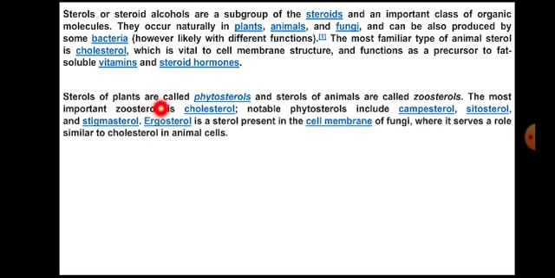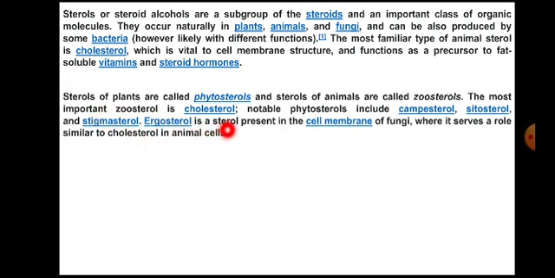Sterols are rich in plants. They are called phytosterols. And sterols which originate from animals are called zoosterols. The most important zoosterol is cholesterol, as mentioned, given its important role in mammals. Phytosterols are of different types, named campesterol, sitosterol, stigmasterol, etc.